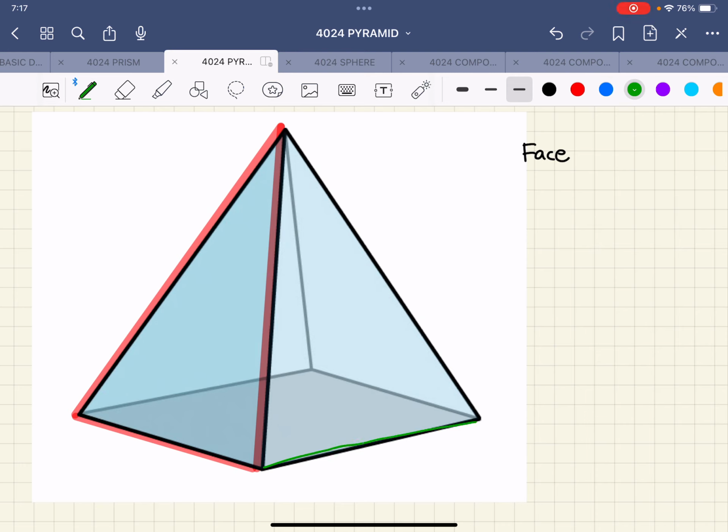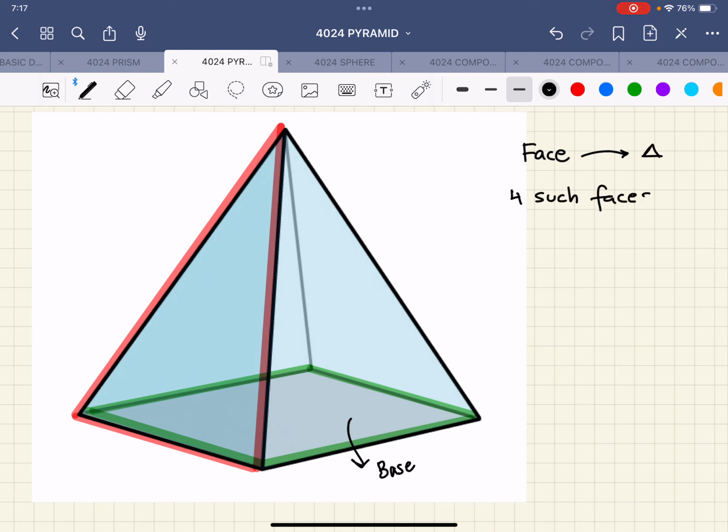This is one line. Let me make it thicker. So in green color, this is one of the sides of the base. It looks like a square base. So there are 4 sides to it. All the sides have equal length. So yes, there is a base of the pyramid. The face is a triangle and there are 4 such faces.